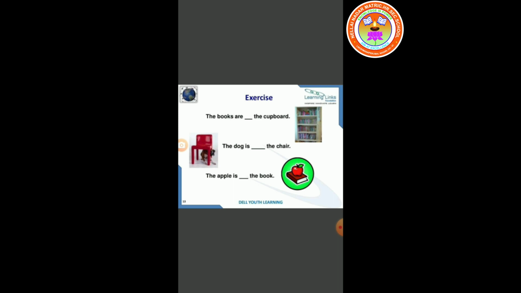Now look at the picture and answer my questions. Where are the books? Very good. The books are in the cupboard. Where is the dog? Excellent. The dog is under the chair. Where is the apple? Fantastic. The apple is on the book.